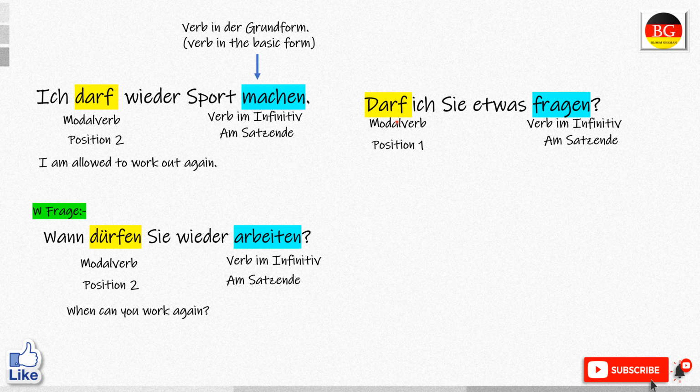So what is the rule here? Modal verb in conjugated form plus subject plus object plus main verb in infinitive form. May I ask you something? This is how we can frame the Ja-Nein-Frage, as the question begins with the modal verb. That means the question is a Ja-Nein-Frage, and when it begins with the Wh-word, then the question is a Wh-Frage.